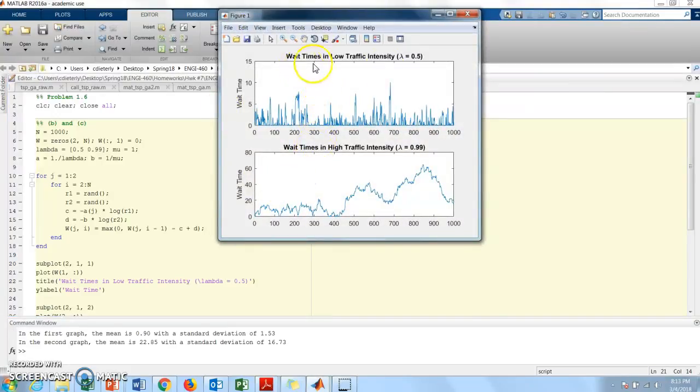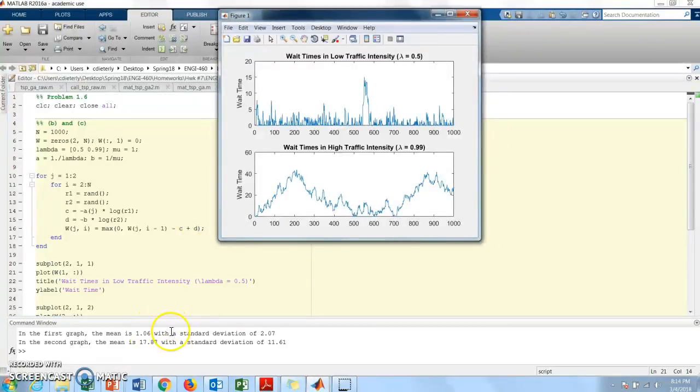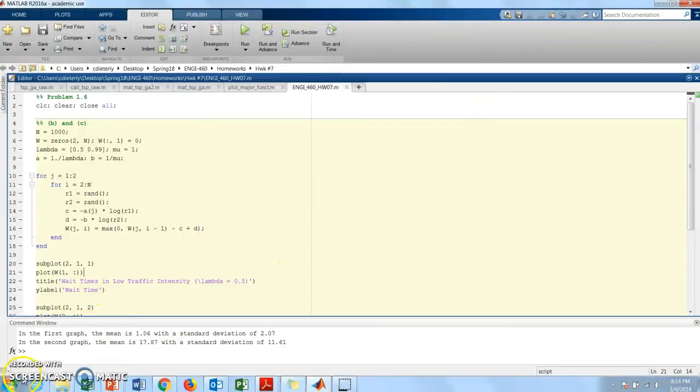So as you can see, the titles give you which one. This is the lambda equals 0.5, so this is the low traffic intensity. This is pretty stationary, and so it seems like anytime you come, you're going to have basically the same wait time. You can see down here, mean is 0.9 with a standard deviation of 1.53. But in the second chart, where it's high traffic intensity, you can see wait times. It's not stationary, so maybe in the beginning it's okay, but after a while, the customers are going to be waiting a really long time. So the mean is 22.85 with a standard deviation of 16.73. But these vary a lot, the second graph especially, so if I ran it again, you can see now it's 17 and 11.